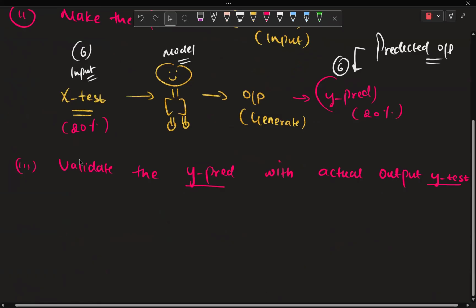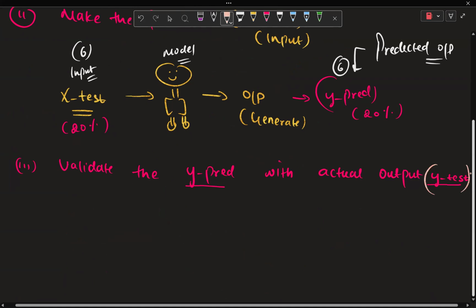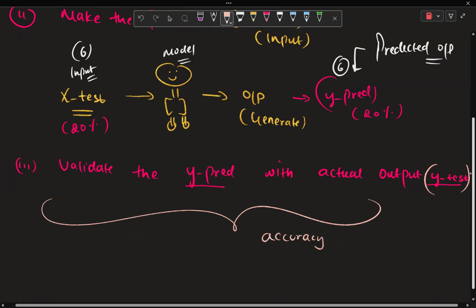Y test. Okay. So we will validate the predicted output with the actual output. What is the actual output called? Y test. And we get the what? Accuracy. This is the 4-step process we use. Now, clear?